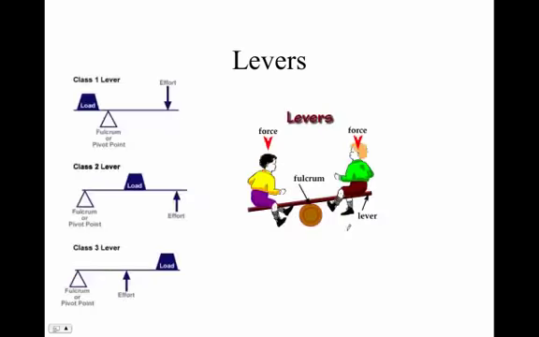Here's another look at it. Class 1, Class 2, and Class 3 levers. Let's look at the Class 3 lever for a minute. From the fulcrum to the load, we call the load arm, and it's pretty long compared to the force arm. So here's our effort to the fulcrum. We would call that the FA, the force arm.